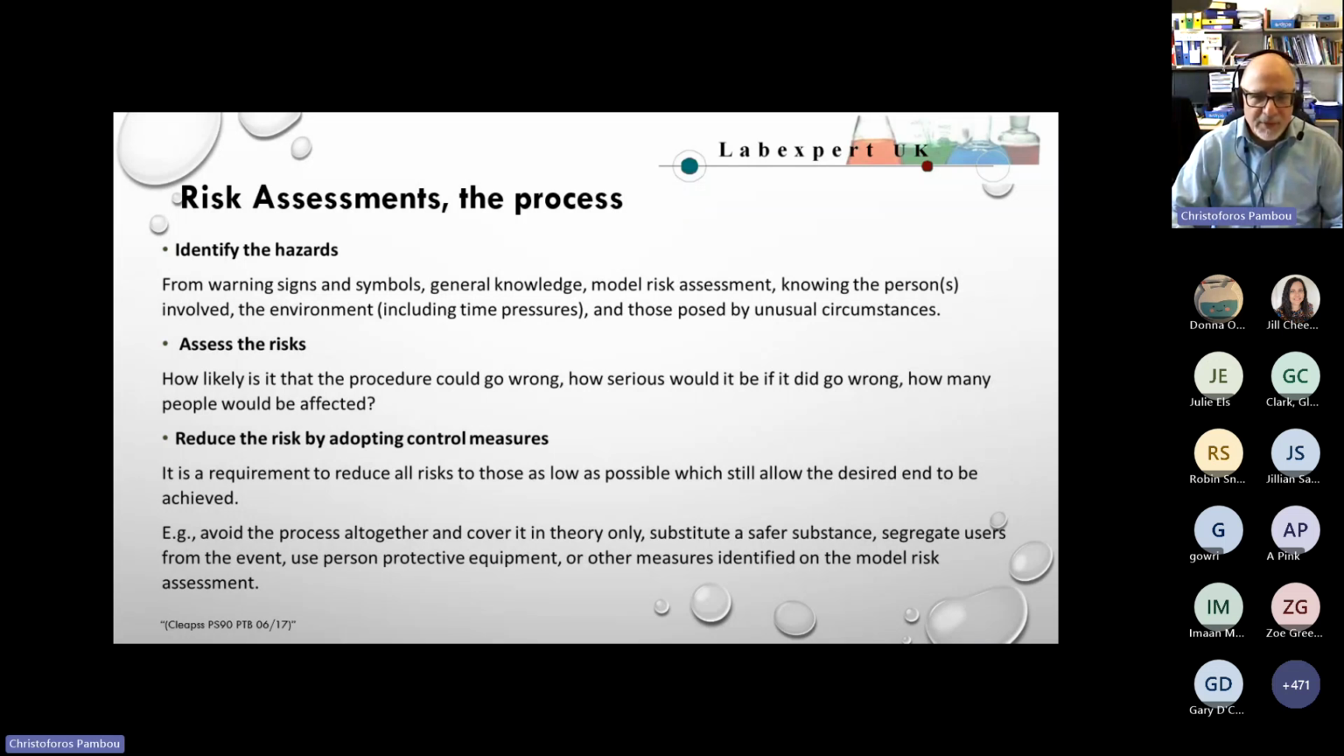Then we need to assess the risk. How likely is it that the procedure could go wrong, and how serious will it be? And we reduce the risk by adopting the control measures that we mentioned before. It's a requirement to reduce all risk to as low as possible, which still allows the desired end to be achieved. For example, avoid the process altogether and cover in theory.